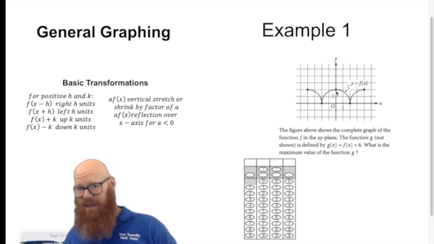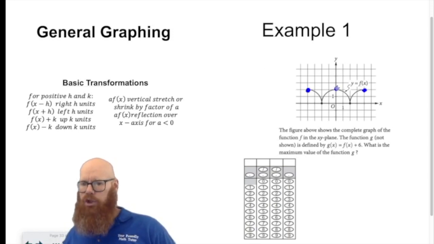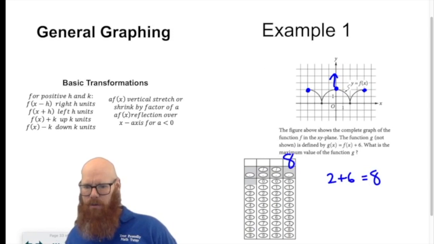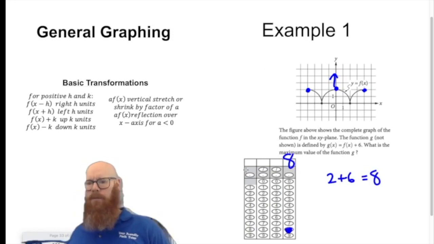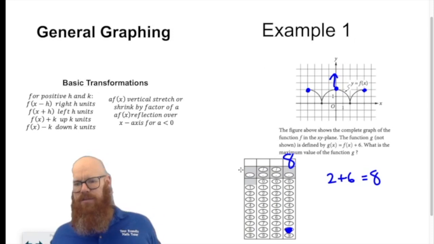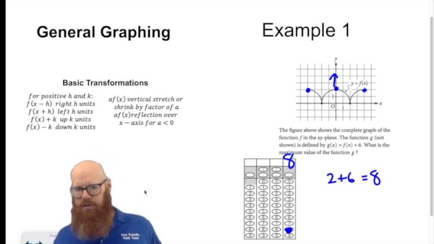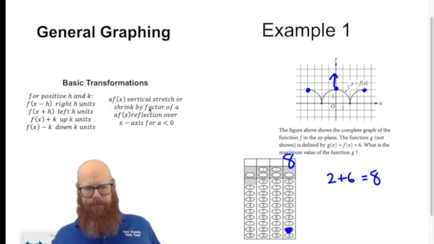So f of x is given here. G of x is this function shifted up 6 units. And it wants to know the maximum value. So if the maximum value of this function occurs at any one of these places, which is a value of 2, if we were to move that up 6 units, then it's going to move up this way, and it's going to go from 2 plus 6 to 8. So the maximum value is going to be 8. So the key to that problem is just knowing that this is a transformation that shifts it up 6 units. All right. On to the next problem.